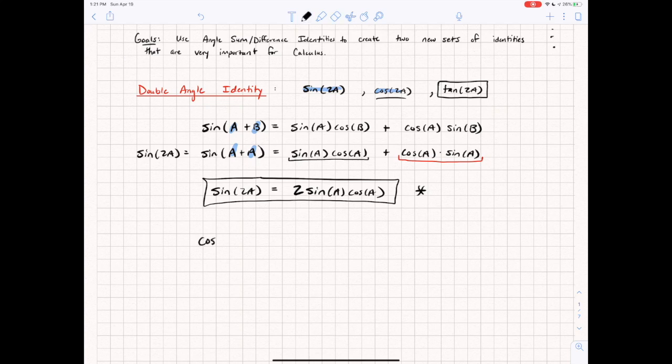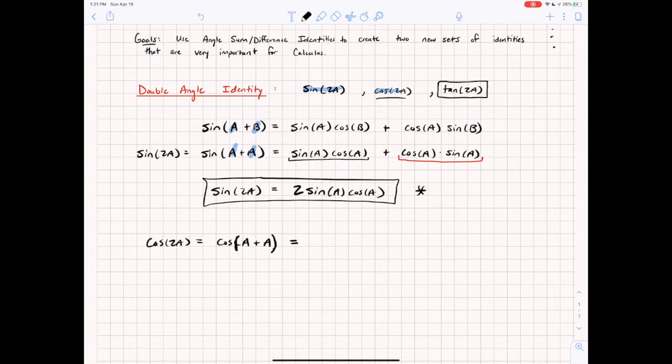We are going to use the angle sum for cosine. All right, cosine of 2a is the same thing as saying cosine of a plus a. In other words, not b. A plus a, meaning that this is an angle sum type problem. We can use the cosine piece of that formula.